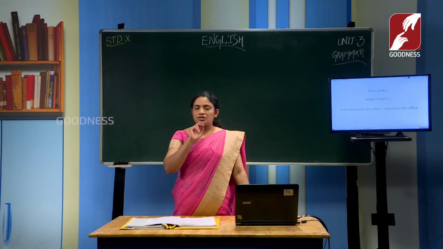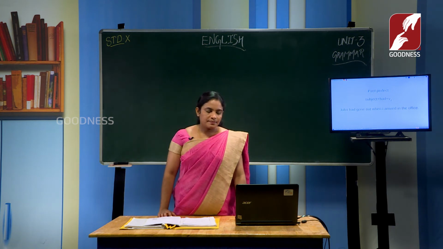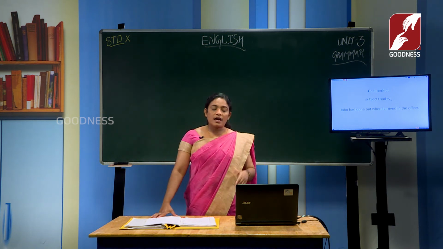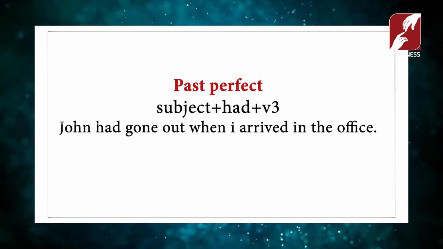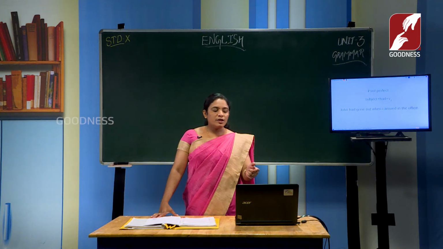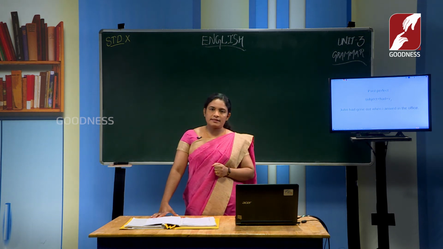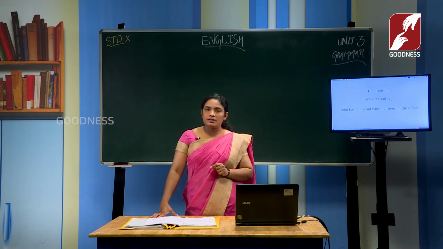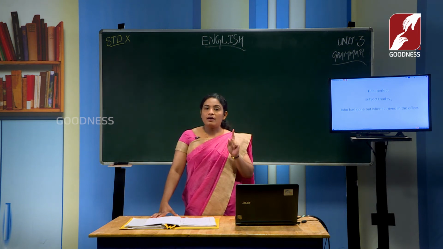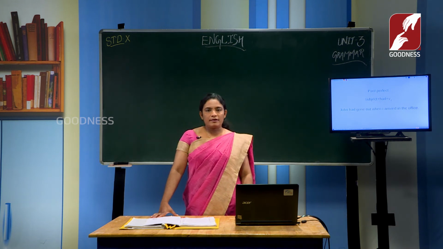Here two actions are mentioned in this sentence. John had gone out, I arrived in the office. In this sentence, to show the first action, we use the past perfect tense. And to show the second action, we use the simple past tense. To show the first action of a sentence, we have to use the past perfect tense.